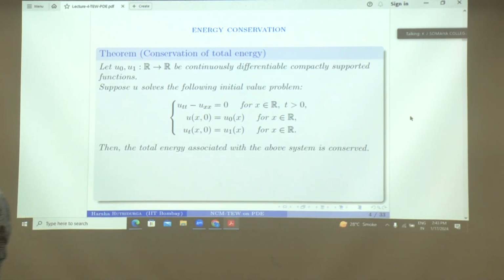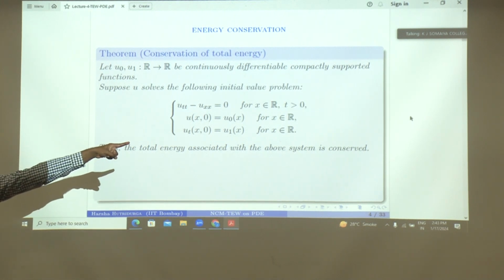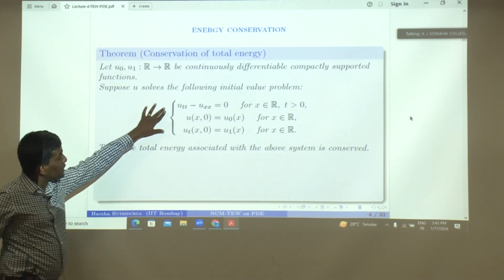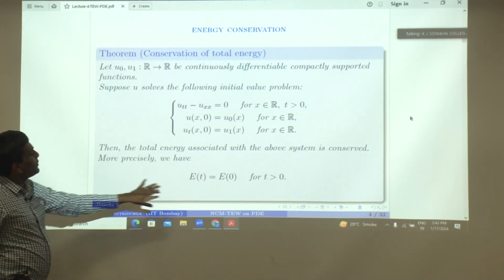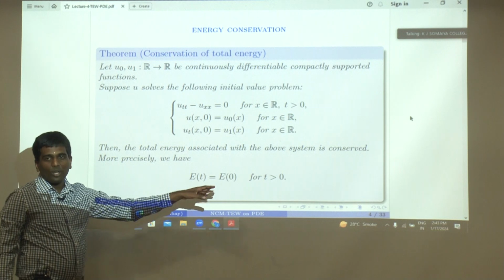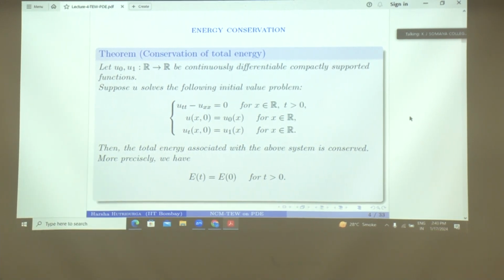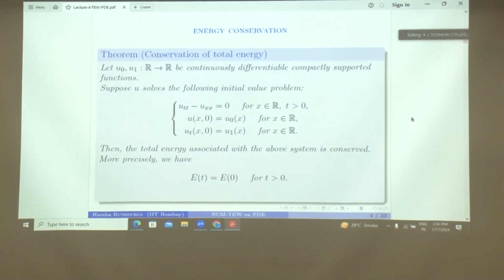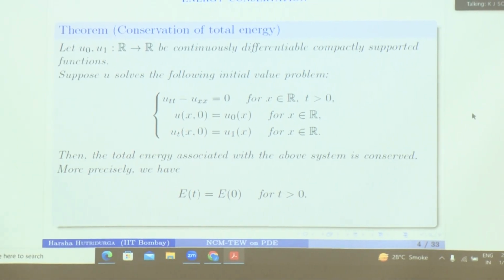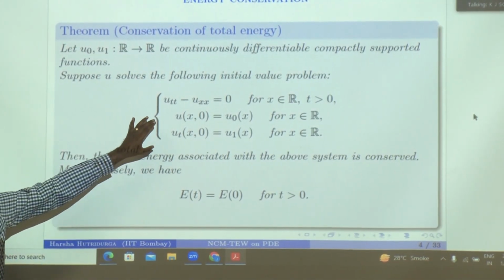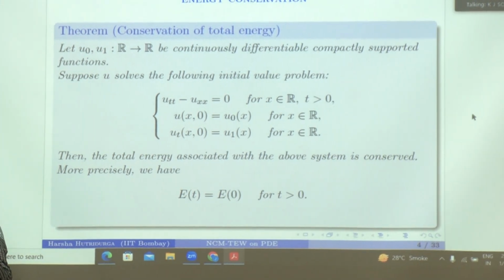So, the punchline of this theorem is that if you consider that function E of t associated with the solution to this problem, it's a conserved quantity. More precisely, we mean this. E of t is always taking the same value. It remains constant. It's equal to E of 0. That means the energy in this system is not changing with time. The total energy is conserved in this system.